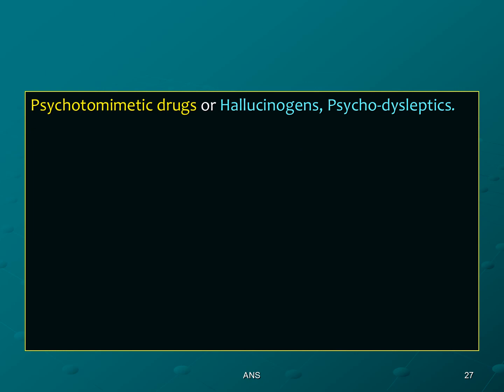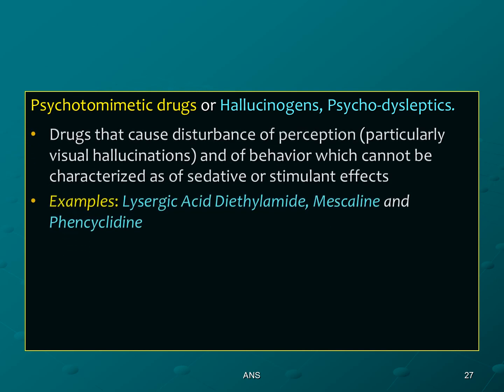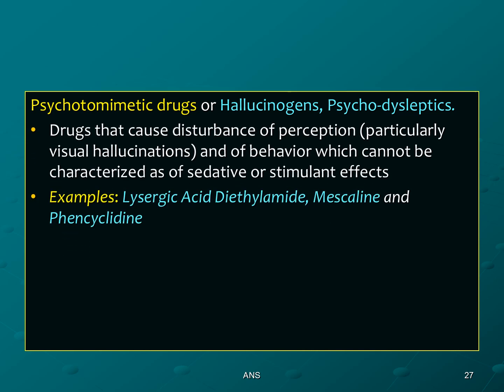Psychotomimetics are those which produce hallucination, etc., or psychodysleptics. So drugs like LSD or mescaline and phencyclidine cause disturbance in the perception, especially of the visual. Patient is seeing the hallucination through the eye, visualization. Unreal things are being seen by the person. Psychotomimetic.